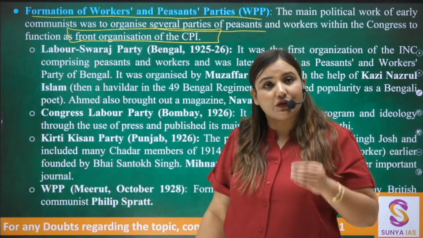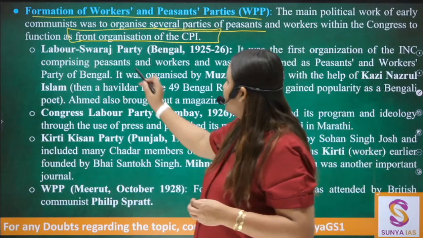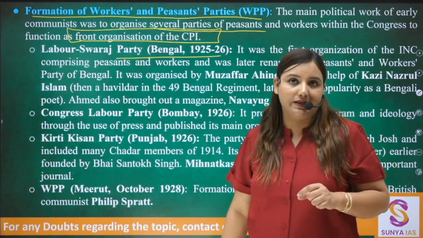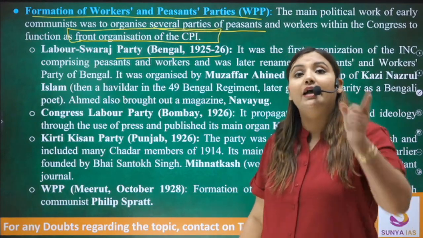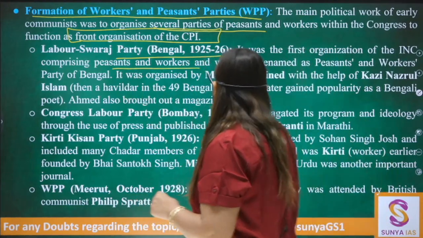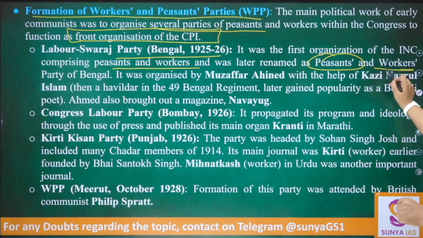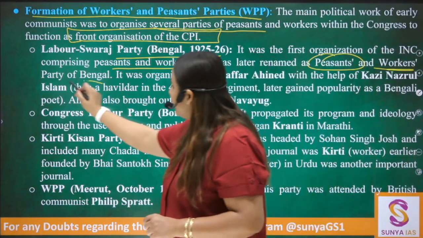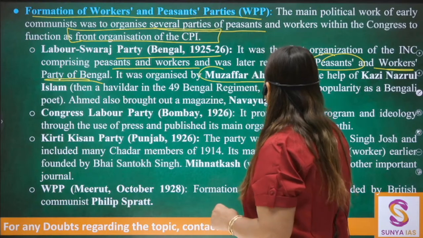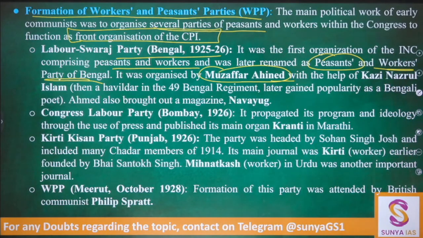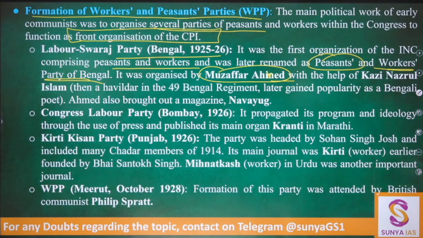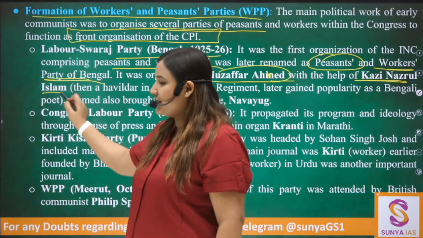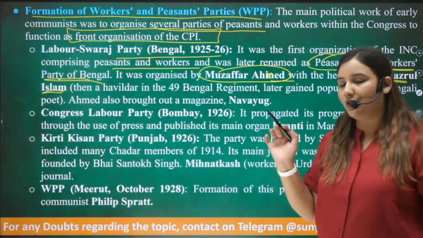Okay. So there was a Labour Swaraj Party. It was in Bengal, 1925-26. And it was the first organization of INC. It had peasants also, it had workers also. And it was later renamed as the Peasants and Workers Party of Bengal. And please remember that it was organized by Muzaffar Ahmed, with the help of Qazi Nazrul Islam. So Qazi Nazrul Islam and Muhammad Muzaffar Ahmed all came together.